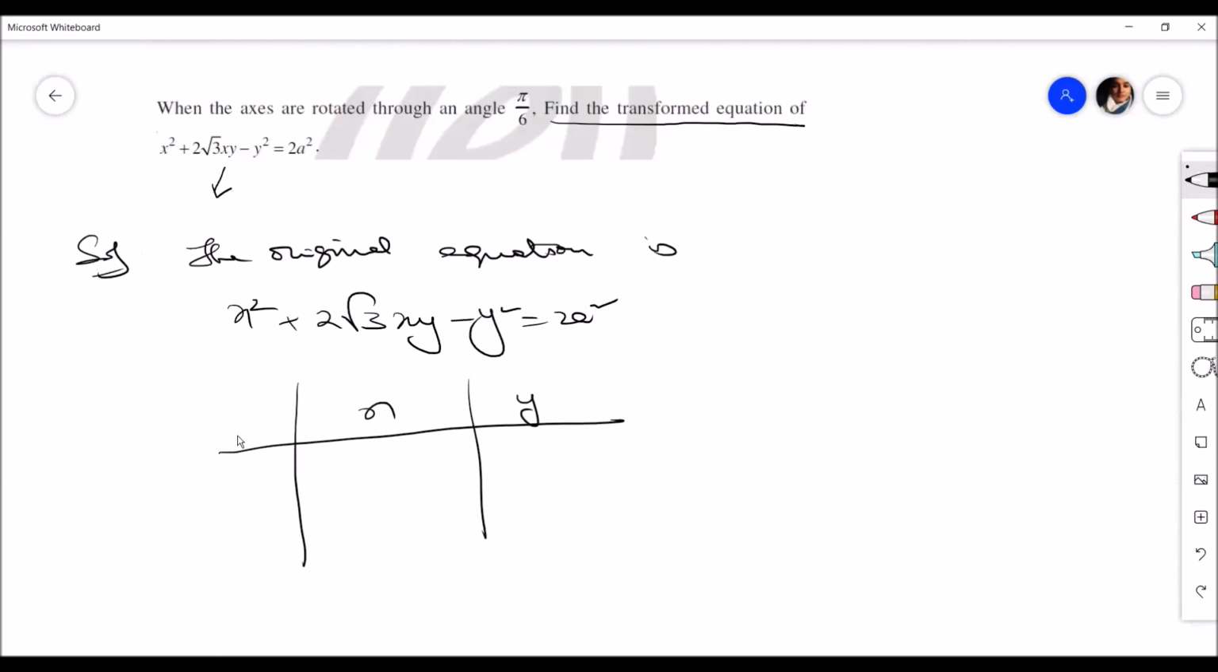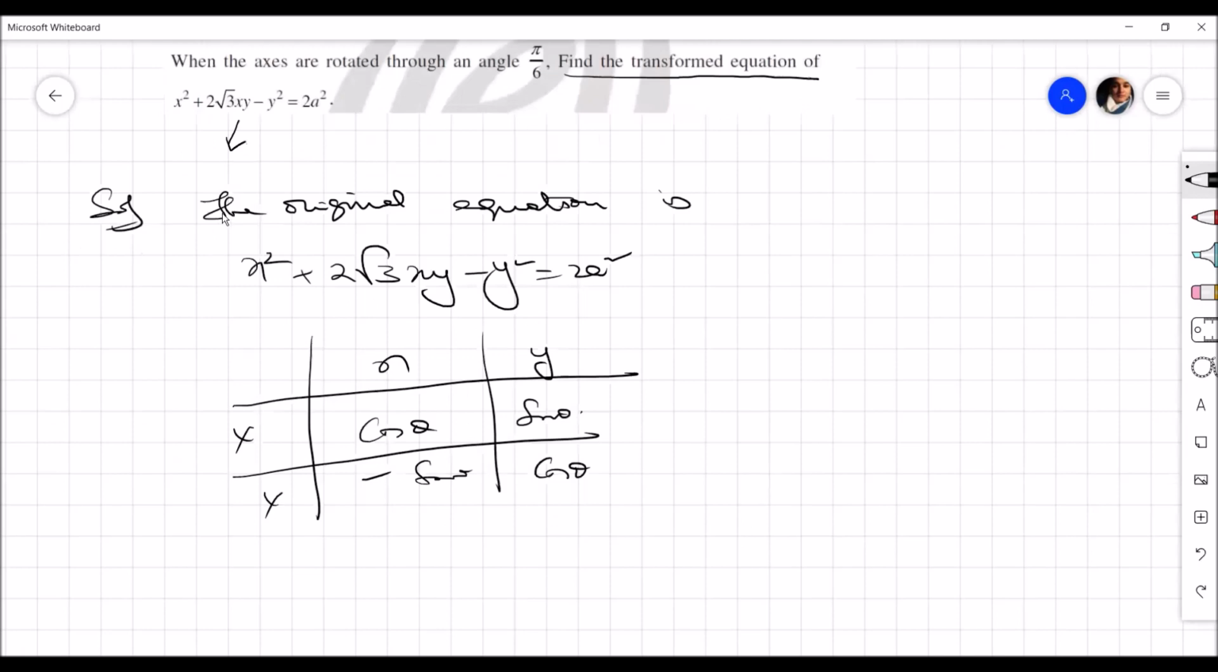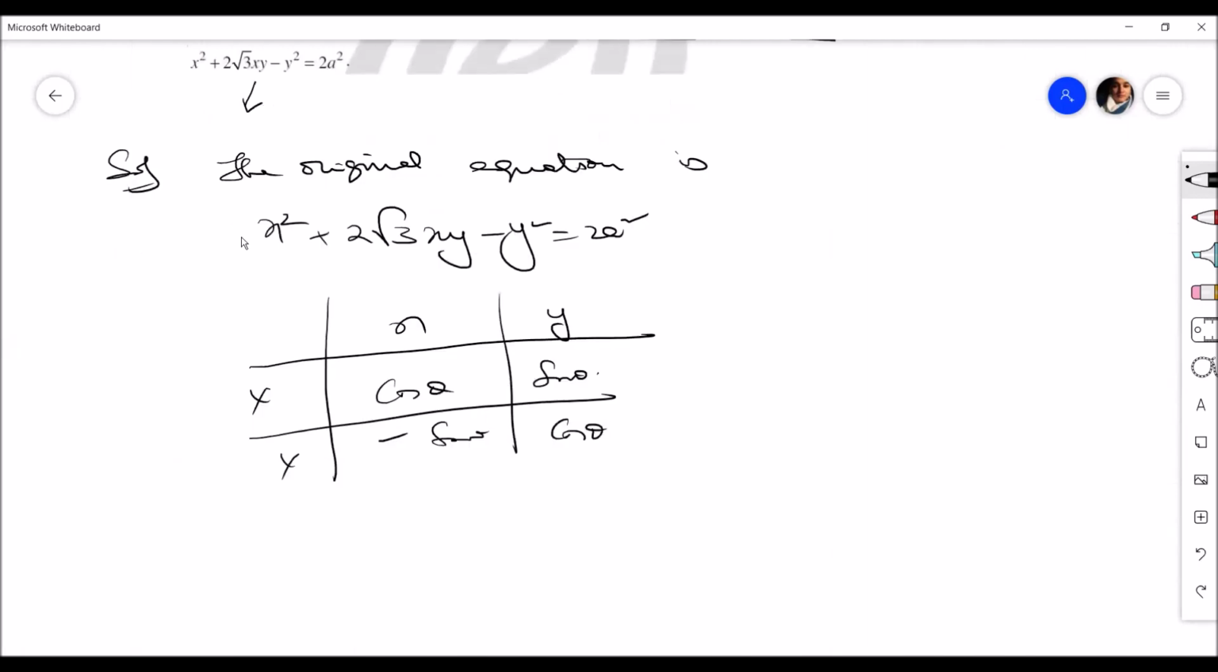Small x, small y, capital X, capital Y, cos theta, minus sine theta, and then cos theta. Okay, since the original equation is given, I should be writing a set of formulae which will convert small x into capital X. So naturally, I will be using these, right? Small x will be equal to capital X cos theta minus capital Y sin theta. Similarly, small y will be equal to capital X sin theta, in fact, plus capital Y cos theta, right?